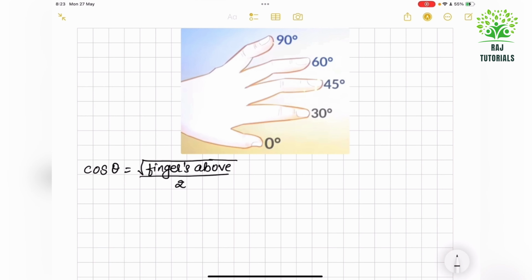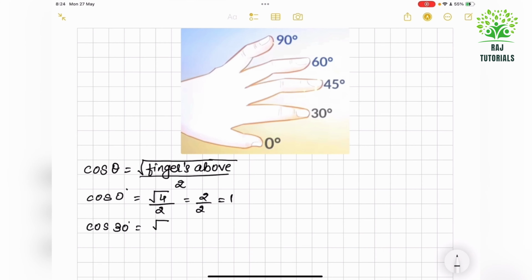Now for cos theta, the formula says square root of fingers above upon 2. So I have to just do the square root of the fingers above that angle. So suppose I want to find cos 0, how many fingers are above that? 4. So root 4 upon 2. So that will be 2 by 2. So 1.